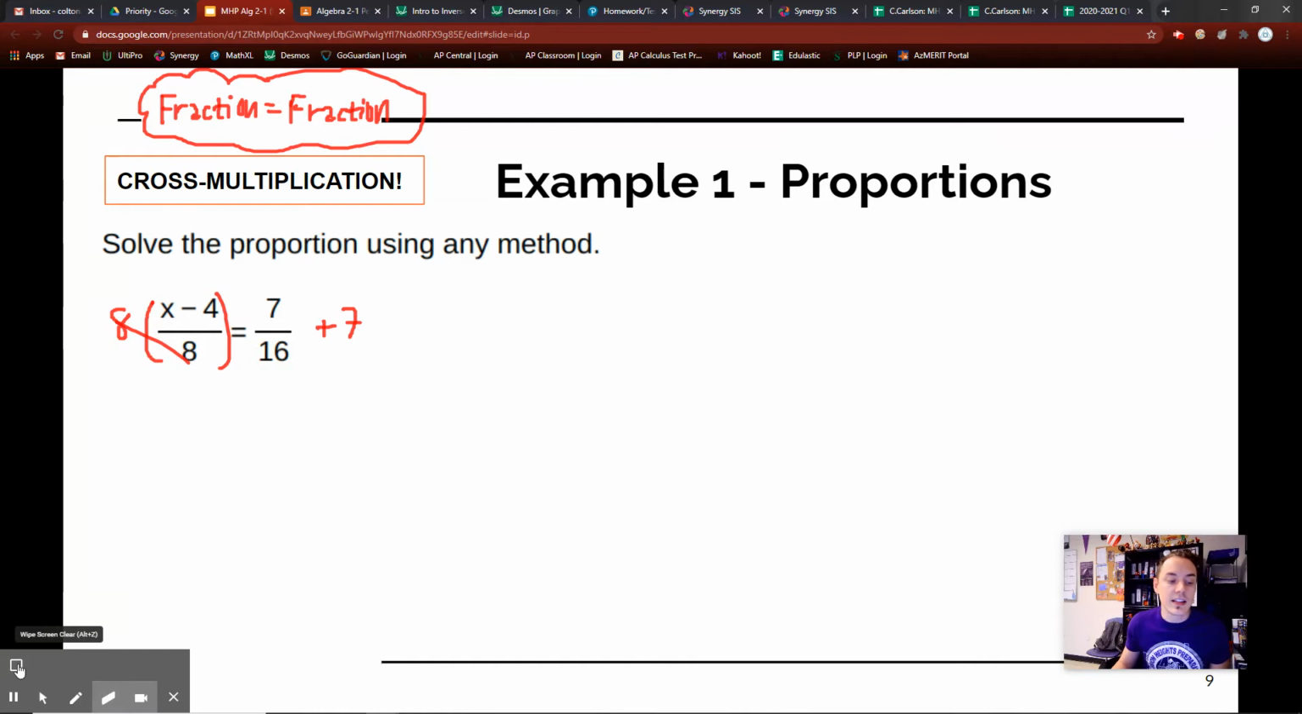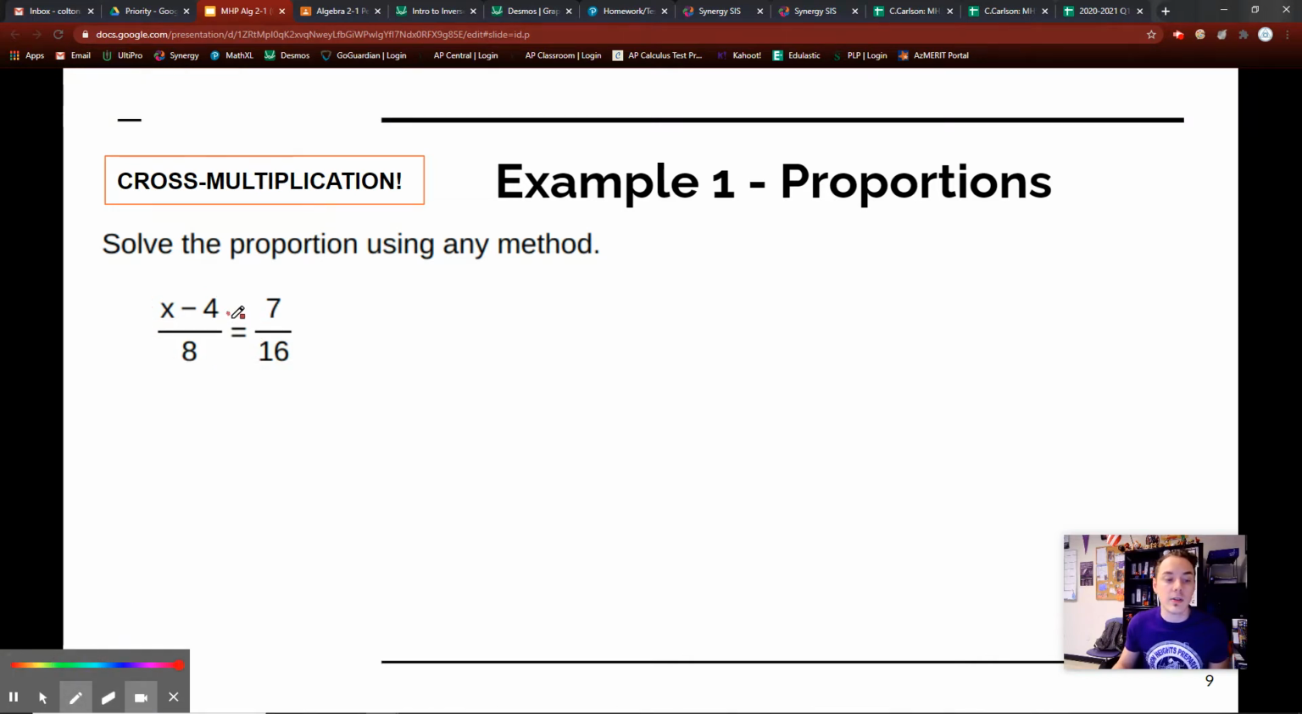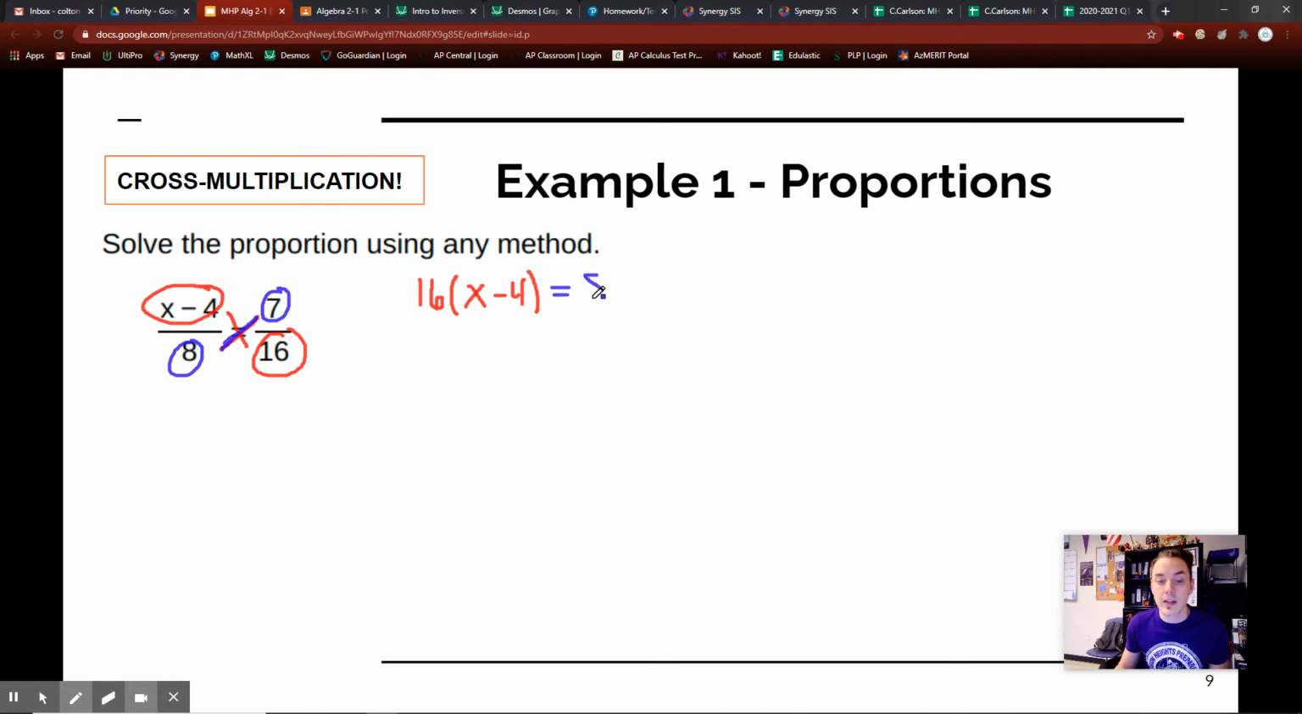When there's nothing like that, then what I can do is really simple. I can just cross multiply, which means this is going to be 16 times x minus 4, because the 16 is going to be multiplied to the x minus 4. Now, what about the other side? The other side in blue here is just going to be the 8 and then times the 7, so equals 8 times 7.